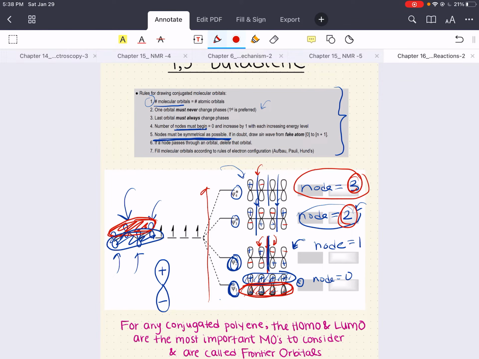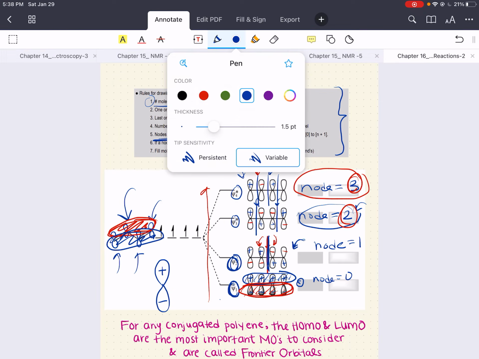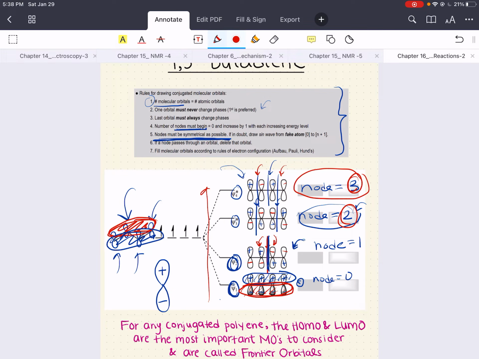So we switched up the phases. That's our first node. And then again, we'll switch it up. So that's our second node. And then once more, and that's our 3rd node. And so that is how you draw the molecular orbitals of a conjugated diene.